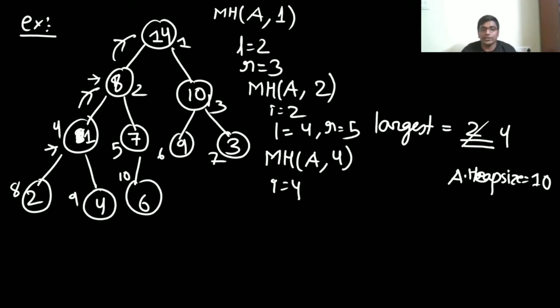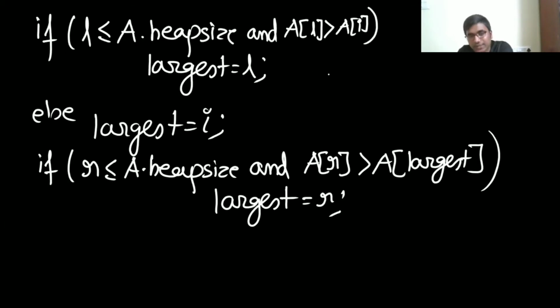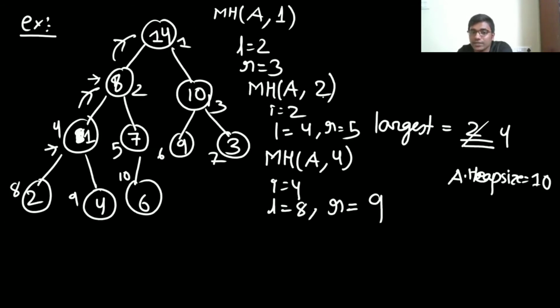Okay. So now here I is 4. Now left is going to 8 and right is going to 9. Now I will first compare the left child with the parent, which is maximum. 2 is maximum. See, first L is smaller than A dot heap size. Yes, and A left element is greater than A dot AI. Yes, the left element is greater than the parent. So now largest is going to 8.